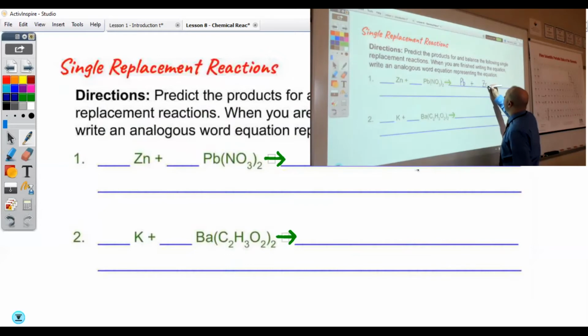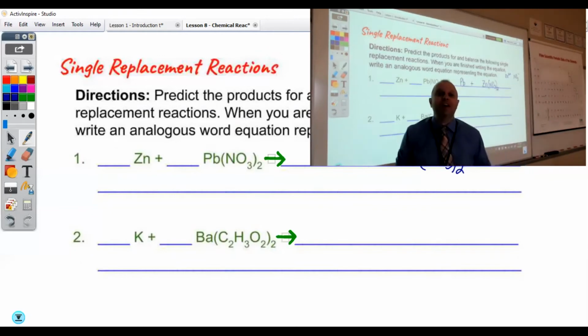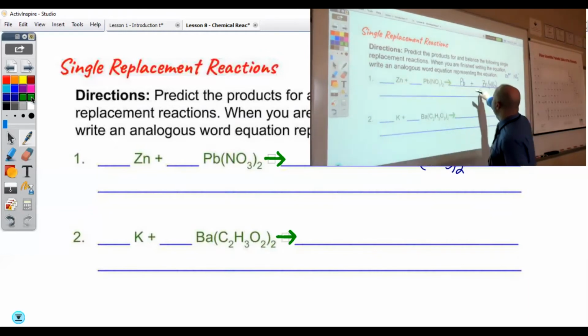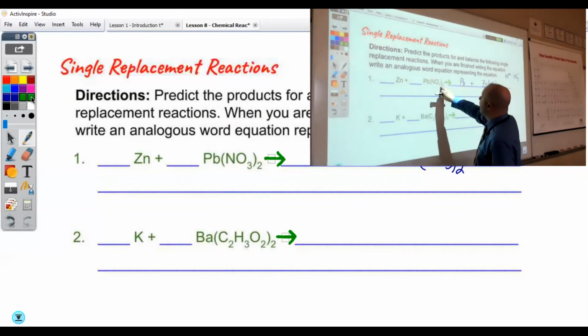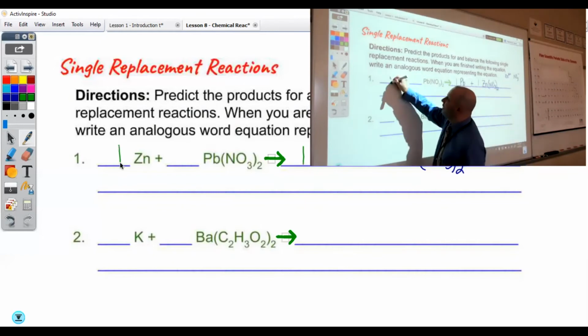Now, zinc nitrate is going to be Zn(NO3)2. Remembering, of course, that zinc is a 2 plus charge, nitrate is a 1 minus charge. That 2 plus charge for zinc can be found on your common ion sheet. Okay, balancing this equation. We have 1 zinc, 1 lead, 2 nitrates, 2 nitrates. So all of our coefficients end up being 1.